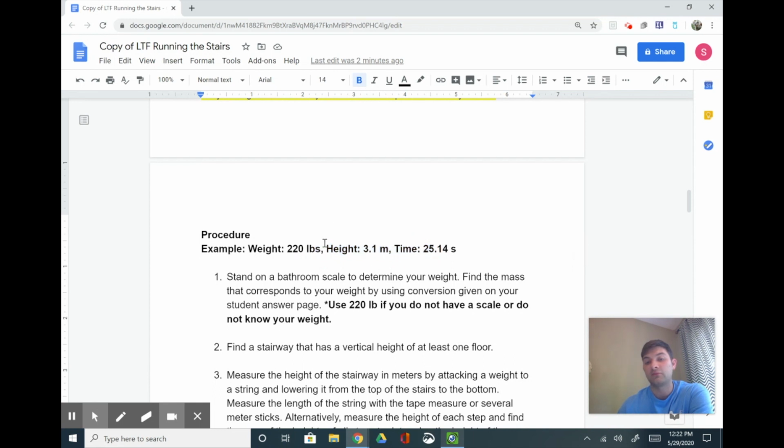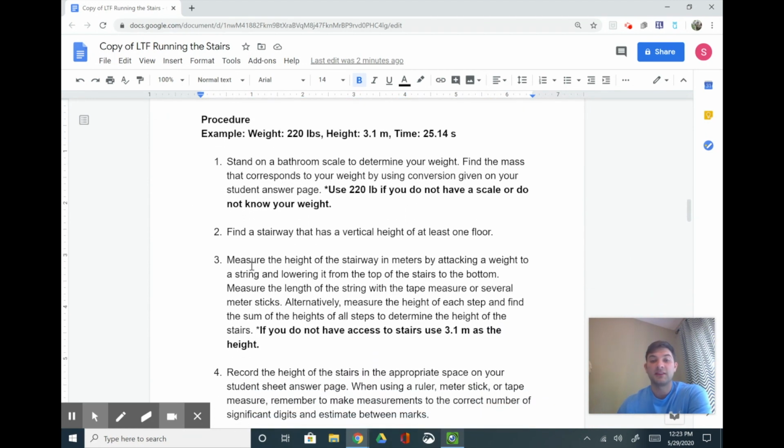Now, you can't just change the weight here. Technically, if you change the weight, you could find it for yourself, but you may go at a different rate than I would. So just think about all that. Just use these values if you don't have stairs. But if you have access to stairs and want to measure and actually do it yourself, then go for it.